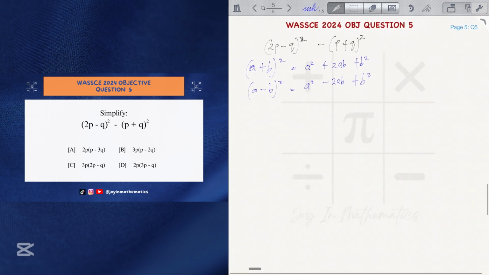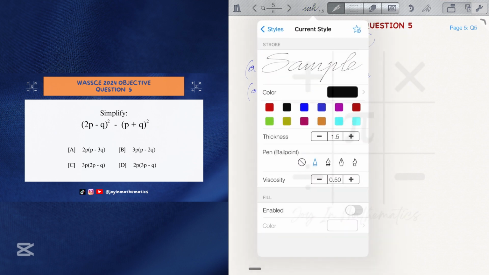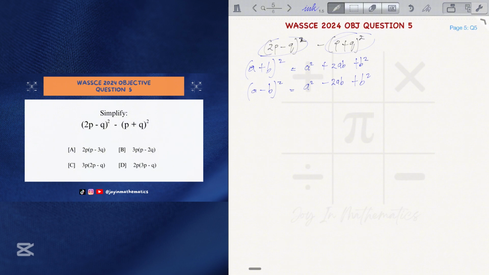Now, applying this principle might take a long time because we'll first simplify the square of the sum here before we simplify the square of the difference here. However, since we want to be known for speed and accuracy, we will apply a different concept, which is called the difference of two squares.